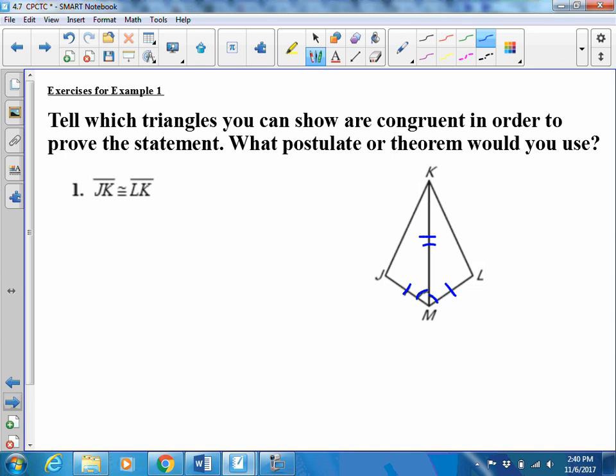So in order to answer the question, which two triangles am I proving? Name the first one, and then arrange the letters in the second one in the correct order. I might start with J, go down to M, and up to K. So triangle JMK is going to be congruent to, well, J is going to correspond with L. The two M's at the bottom are equal, and then back up to K. And I did that with SAS. So this right here would answer my question: tell which triangles I need to show congruent to prove the statement. And the postulate or theorem would be SAS.